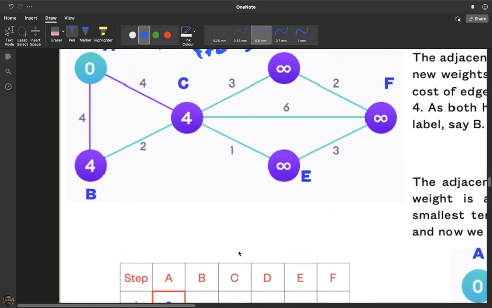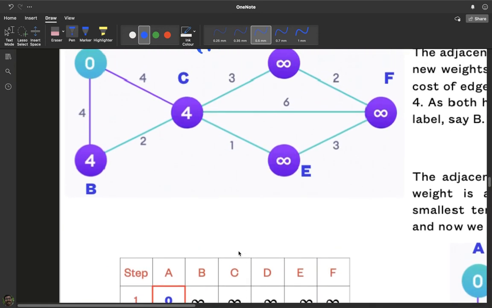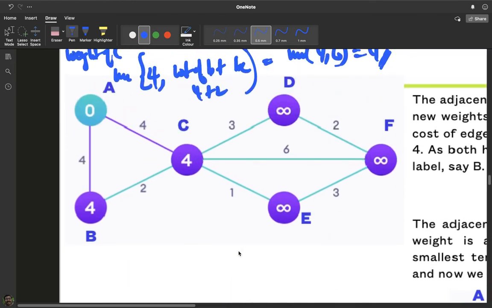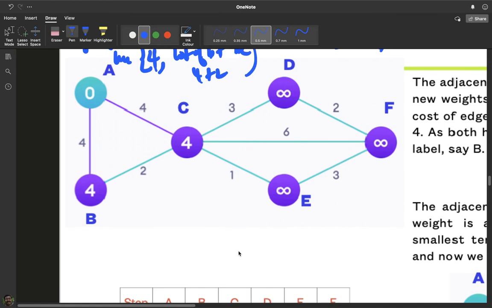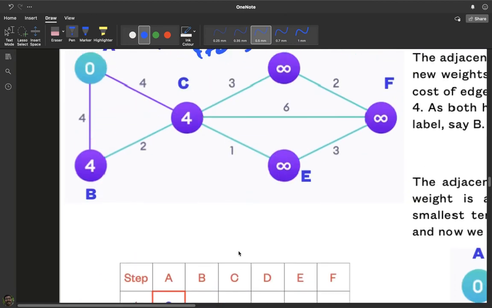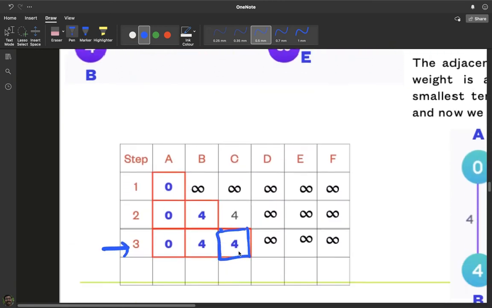Okay, so let me tell you one more thing. These permanent weights actually give you the length of the shortest path from A to those vertices. So if you are being asked to find the shortest path from A to all the vertices, the shortest path from A to B has length 4. The shortest path from A to C has length 4, because these are the permanent weights now. So we are actually solving the shortest path for each vertex as we go forward. Okay, so now we are reaching C.